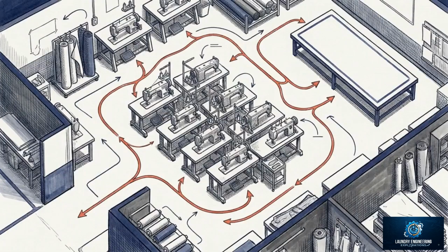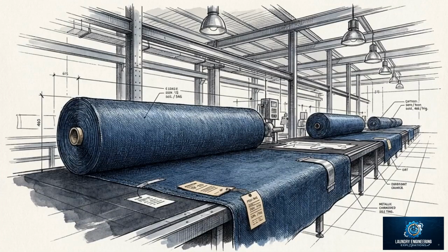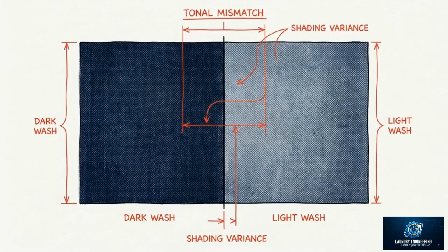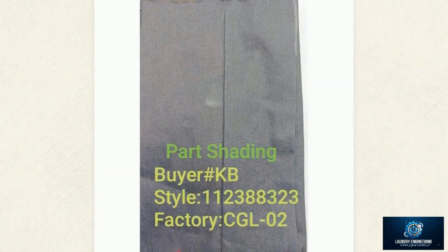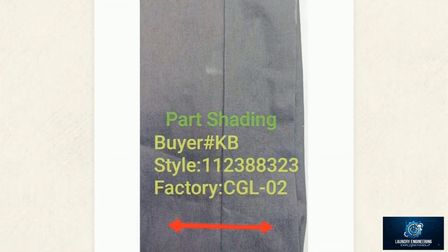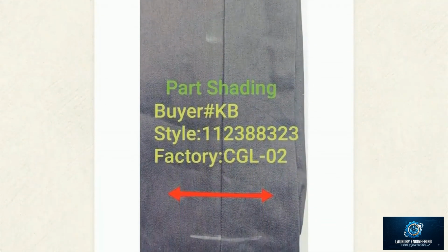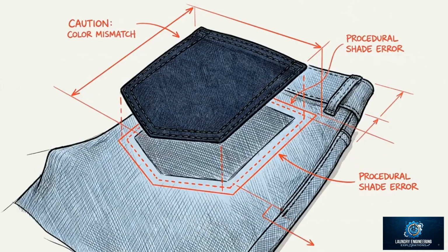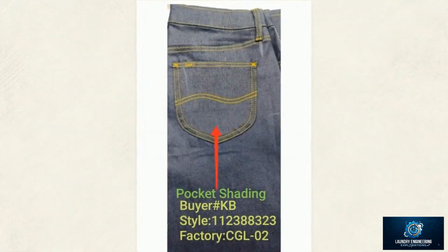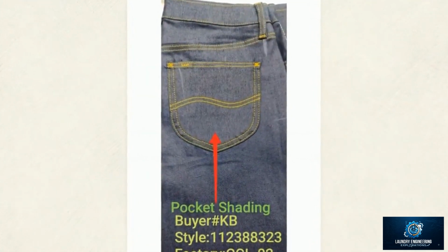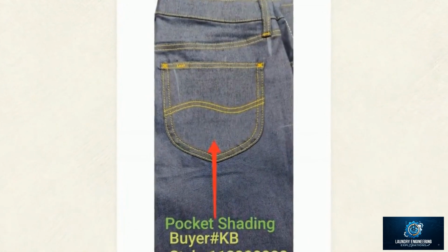We move away from machine calibration to address human procedural errors, beginning upstream on the cutting room floor. The auditors flagged a high-severity tonal mismatch issue known as part shading. Looking at the panels indicated by the red arrow, there is a stark color variance separating the left and right legs. This exact procedural error also manifests on smaller attached components, resulting in pocket shading. Here, the back pocket shows a noticeably different indigo saturation compared to the main panel it rests on.